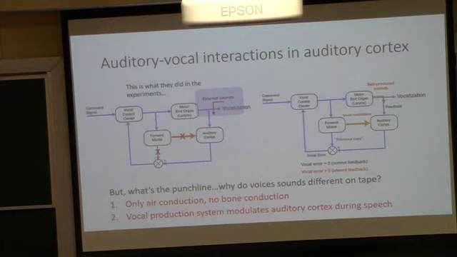is not right. And then the punchline really is, why do voices sound different on tape? It's because there's only air conduction, no bone conduction, and then the vocal production system modulates auditory cortex during speech. So it's a two-pronged thing. And one refers to, like, if you were watching a movie, you're not speaking during it, so your bones aren't going crazy.